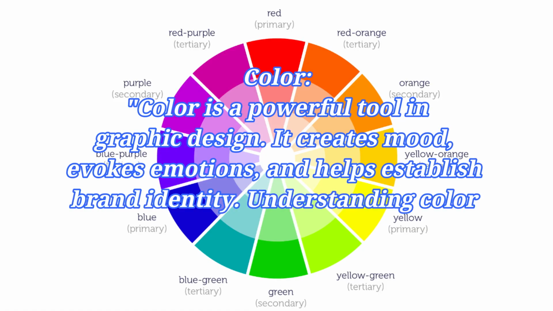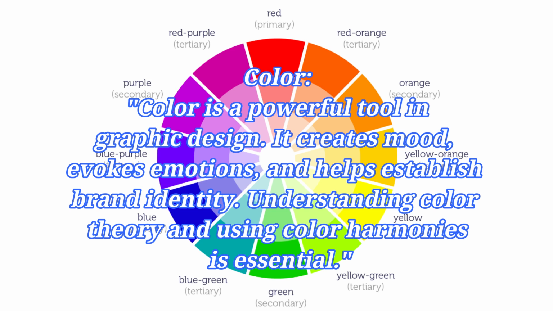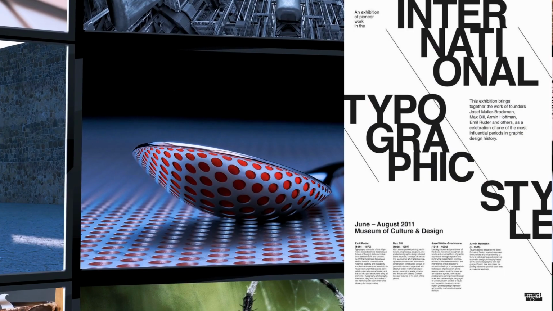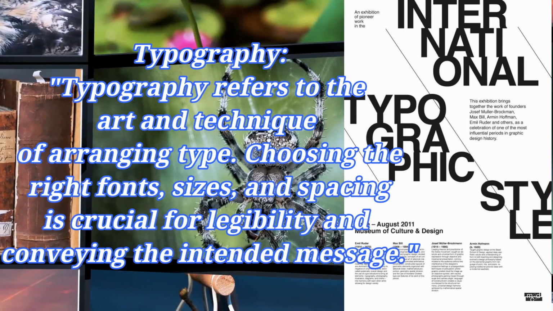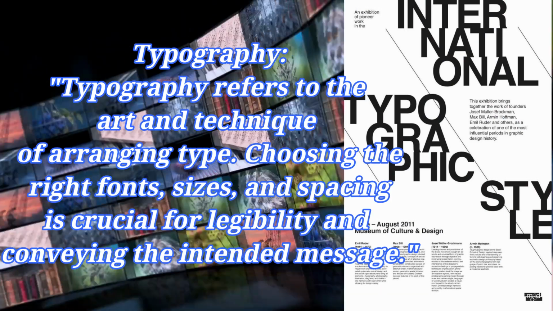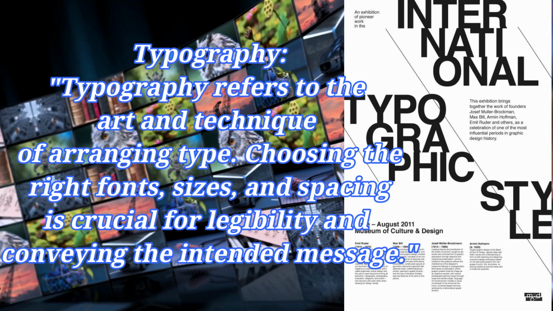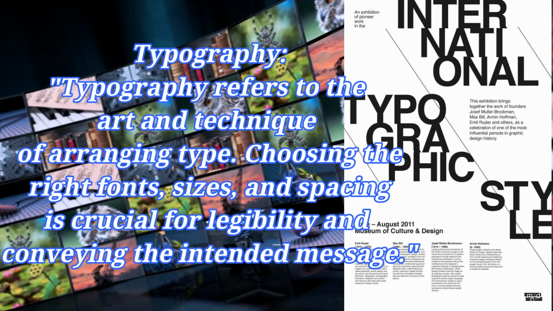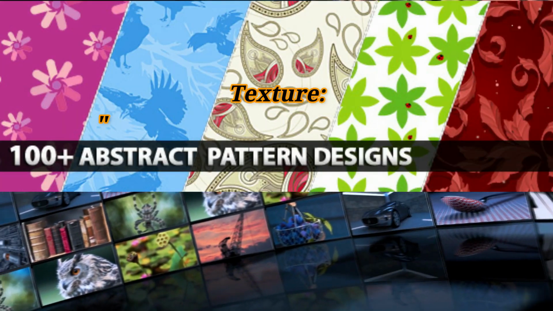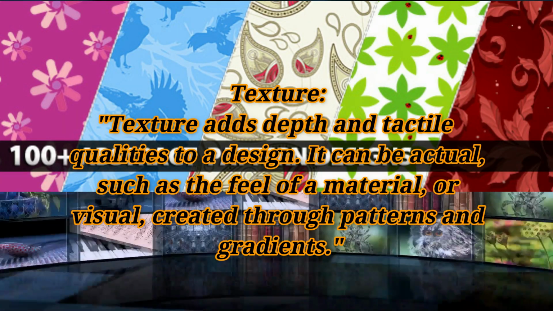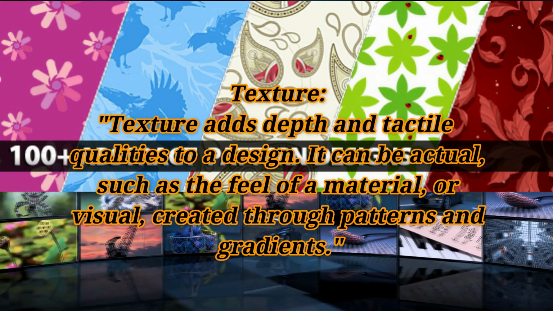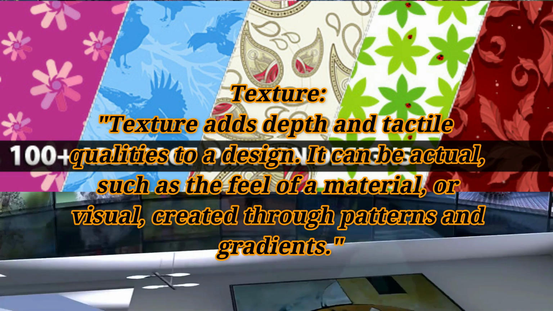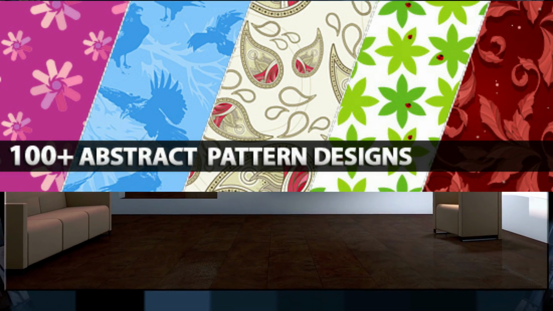Color is a powerful tool in graphic design. It creates mood, evokes emotions, and helps establish brand identity. Understanding color theory and using color harmonies is essential. Typography refers to the art and technique of arranging type. Choosing the right fonts, sizes, and spacing is crucial for legibility and conveying the intended message. Texture adds depth and tactile qualities to a design. It can be actual, such as the feel of a material, or visual, created through patterns and gradients.